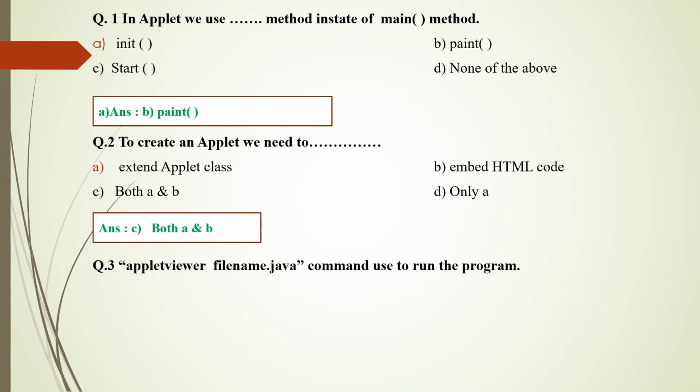Next question is, the appletviewer filename.java command is used to run the program. Options are true or false. So this statement is true, and the answer of this question is true. The appletviewer filename.java command is used to run the program.